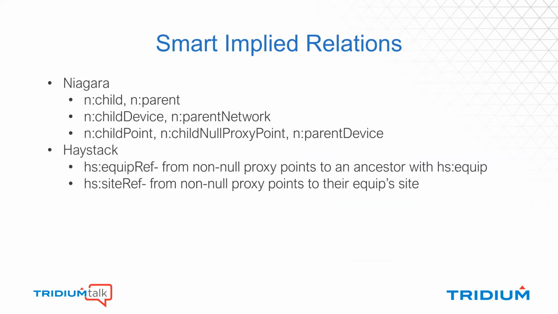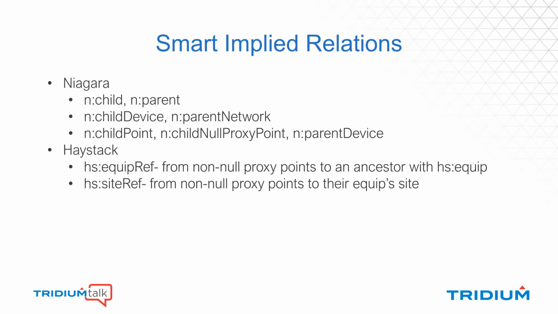In addition to smart implied tags, we also have smart implied relations. The Niagara dictionary has the n child and n parent relations to traverse the component tree. If you're on the driver network, you can use the n child device to get all of the child devices under that network. And if you are at one of those devices, you can get up to your network by traversing the n parent network relation. On a device, you can use the child point and child null proxy point relations to get from the device to all the child points. And then the parent device can get you back from the point to the device it belongs to.